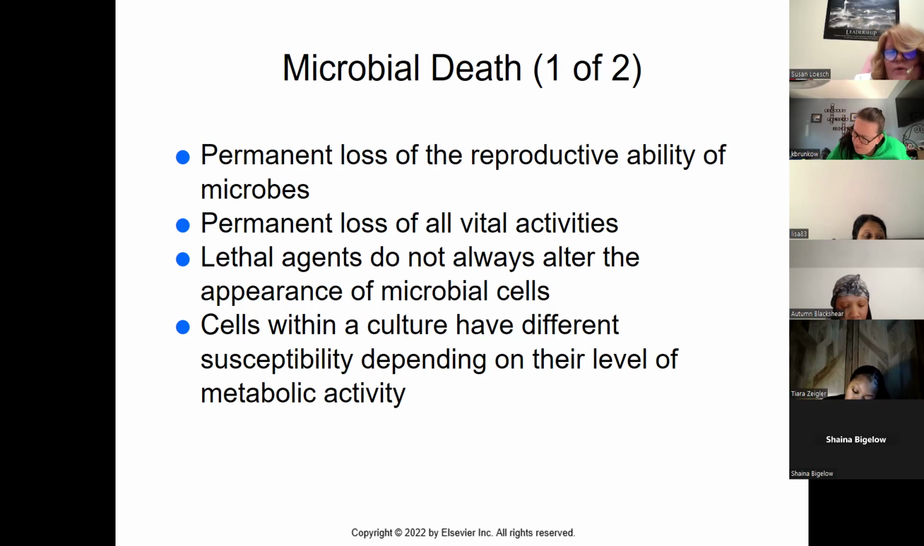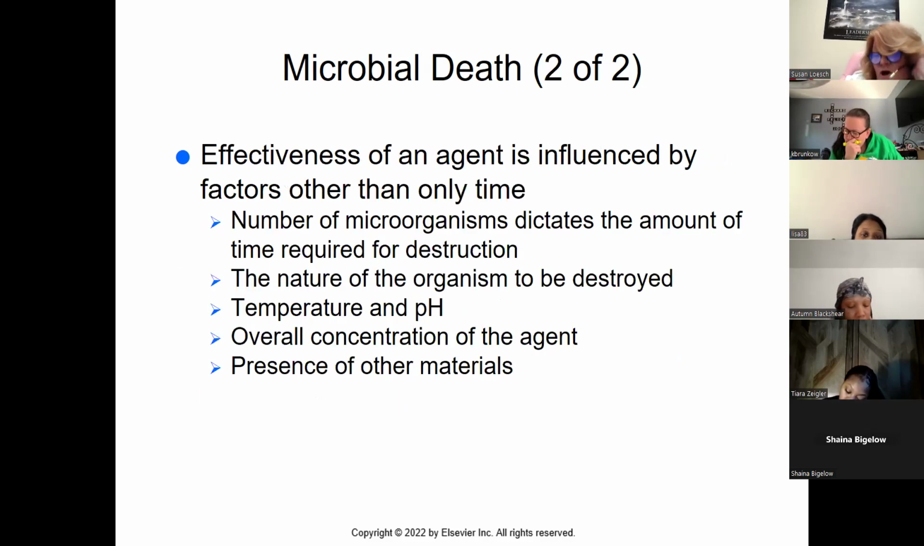The effectiveness of the agent that we use to kill these microbes is influenced by other factors besides time. So it's influenced by the number of microbes present, and that is going to dictate how much time is required to destroy all the contaminants. And that's because of that exponential death. Okay, so if we have a lot of microbes present, then it'll break down to less microbes, less microbes, less microbes. And you can see the more microbes you have, and how effective that agent is, is going to affect how fast that exponential death rate happens.